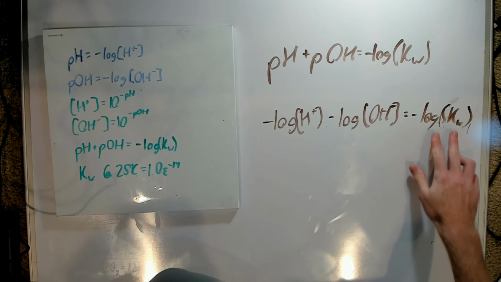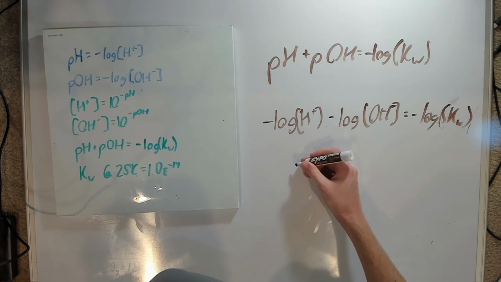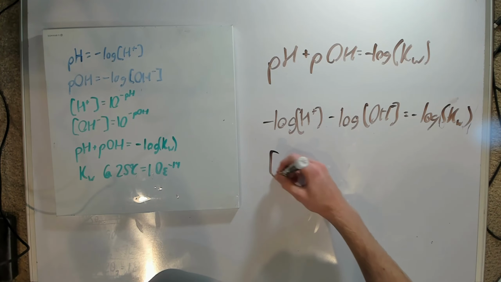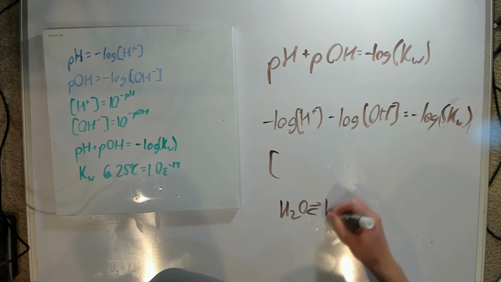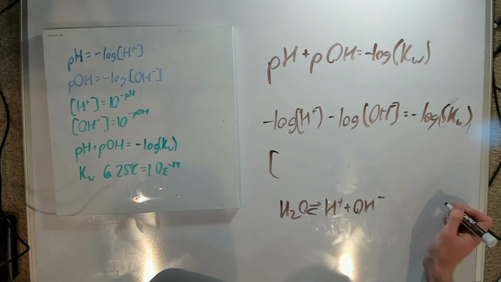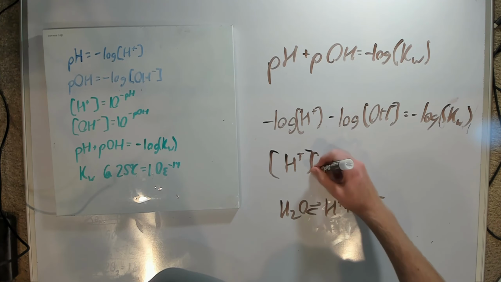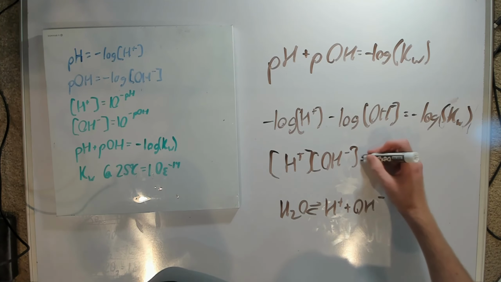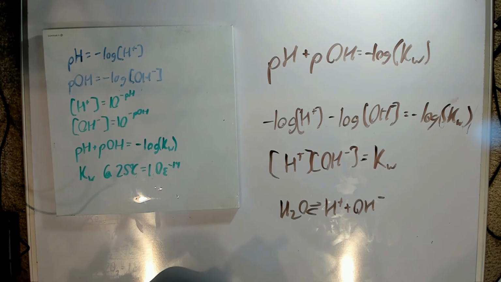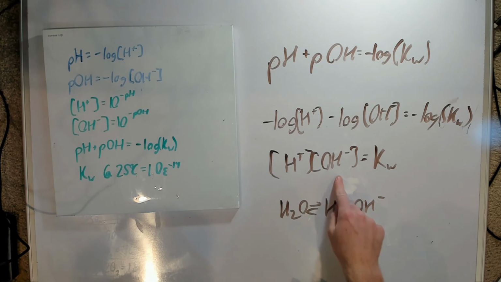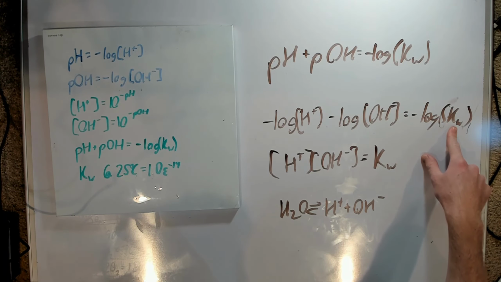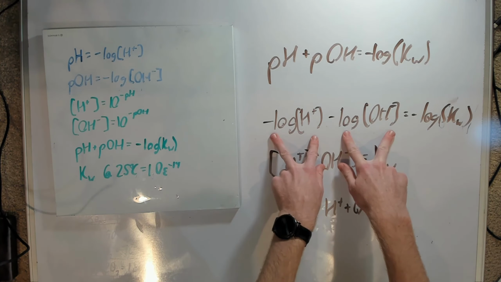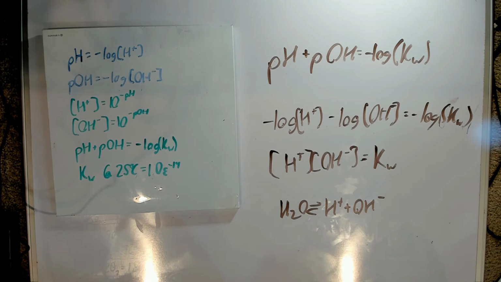Because what Kw is at the end of the day is the products over the reactants, because I wrote that equation backwards. It would be H2O turns into H+ and OH-. That would be our equation. So we have H+ times OH- is equal to Kw. So that would be the equilibrium constant of water. Now, if you have H+ times OH-, that would be like saying negative log of H+ times OH-, which is just like saying this. That's just the same exact thing.